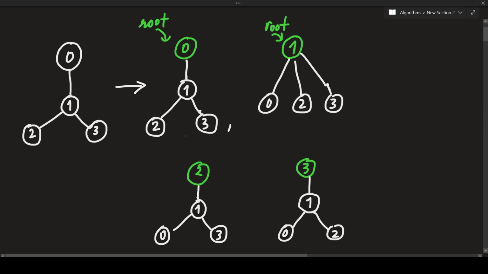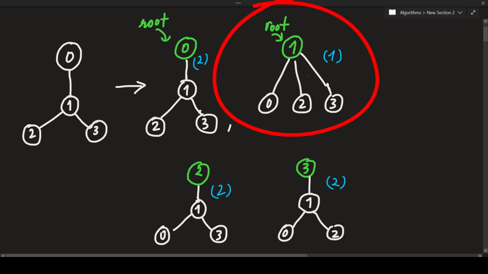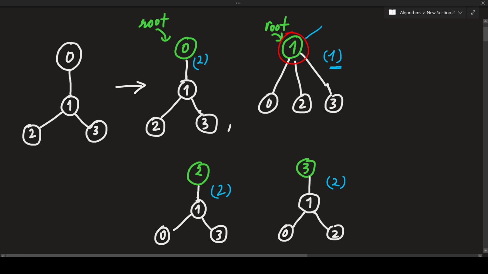Now if we calculate the height of the tree for each configuration, then for this configuration the height will be 2, for this configuration the height will be 1, for this configuration 2, and the same goes for this one, 2. Out of all these configurations, whenever we set node 1 as the root of the tree, we have the minimum height. So in this case our answer will be this one only.